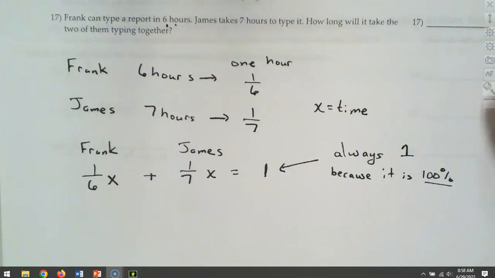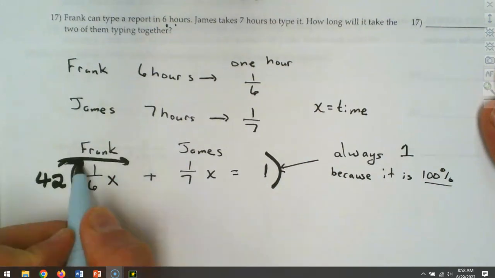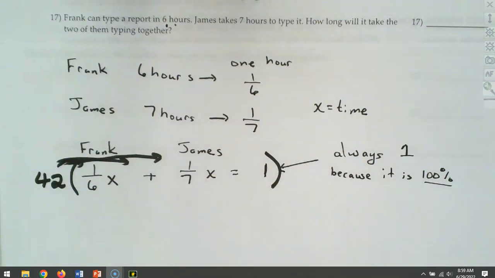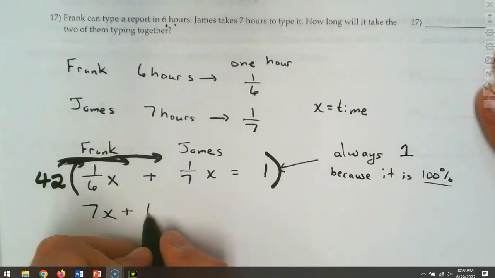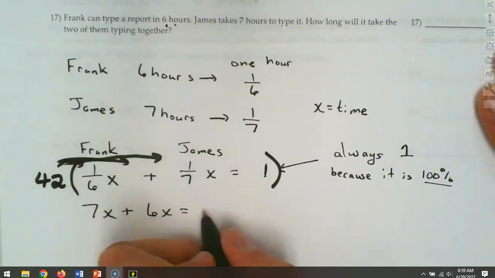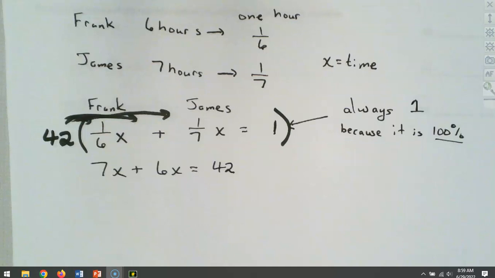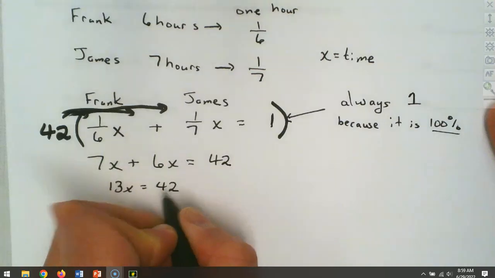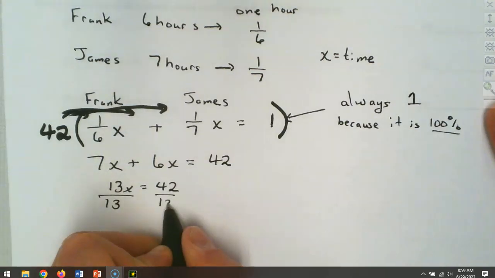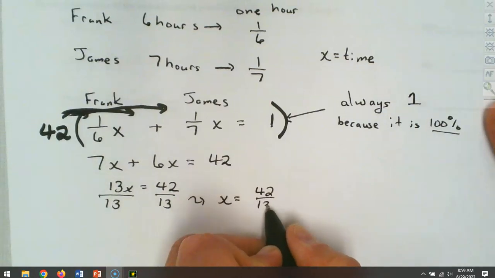And now we just simply solve it. So we clear out our fractions. 6 and 7 have nothing in common, so we'll use a 42. And 42 divided by 6, that's a 7x. 42 divided by 7, that's a 6x. And 42 times 1, that's a 42. And these are very simple to solve. Add them together, we get 13x equals 42. Divide by our 13. And that gives us x equals 42 over 13 hours.